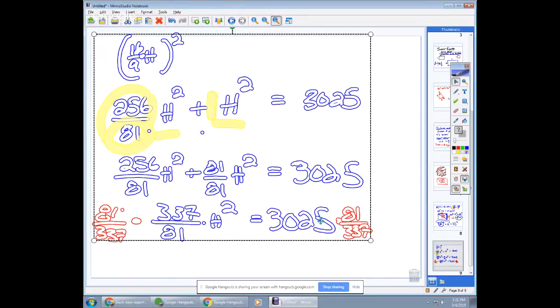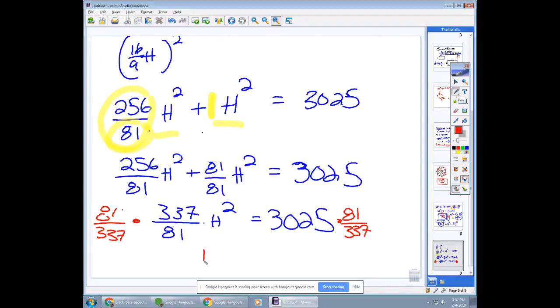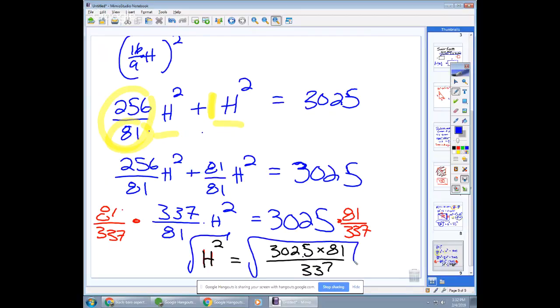Okay. Now the key here is I finally got the h alone. Sort of. It's an h squared equal to this calculation over there, whatever that happens to be, 3025 times 81 over 337. We'll throw that in the calculator in a minute. Anybody recall the opposite of a square? Square root. Got it. So it looks like the height is going to be the square root of that interesting number right there.